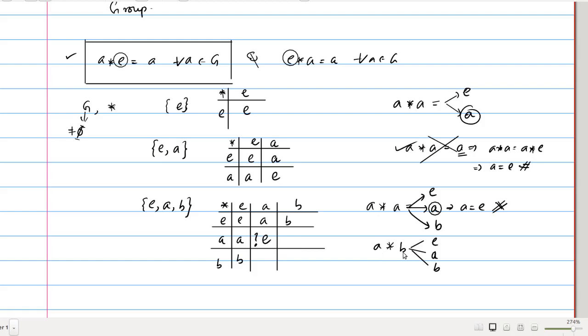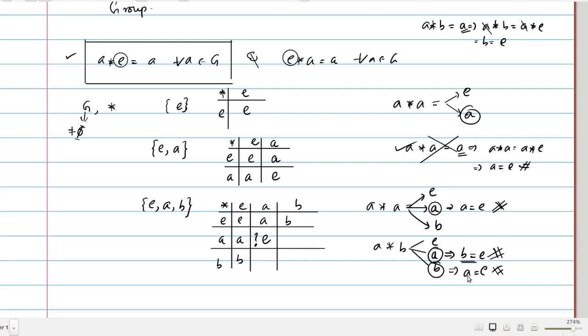If A star B is equal to A, then by the cancellation law we discussed earlier, we can get B is equal to identity, which is a contradiction. So we ruled out this possibility. If A star B is equal to B, then you can get A is identity, which is also a contradiction because A can never be an identity. This is because A star B is equal to A implies A star B is equal to A star E, because A can be replaced by E. By left cancellation law you can get B is equal to E, so that is a contradiction.